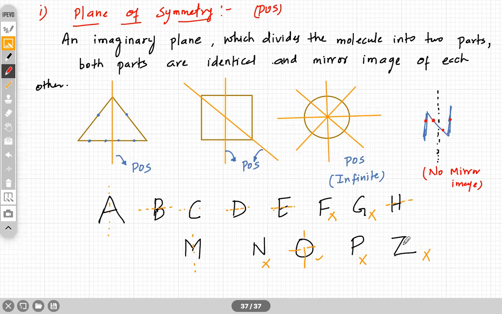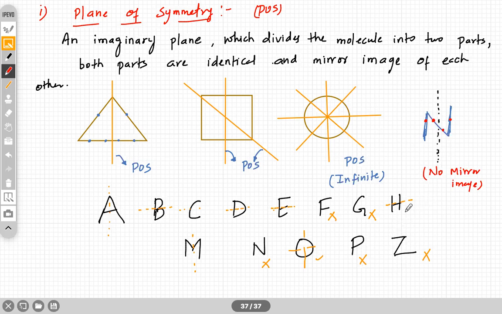Same thing is true for Z also. It is like if you rotate anti-clockwise, you'll get Z. This is the same thing we have for Z. So this is the plane of symmetry we can have. Okay, and we can understand plane of symmetry like this.